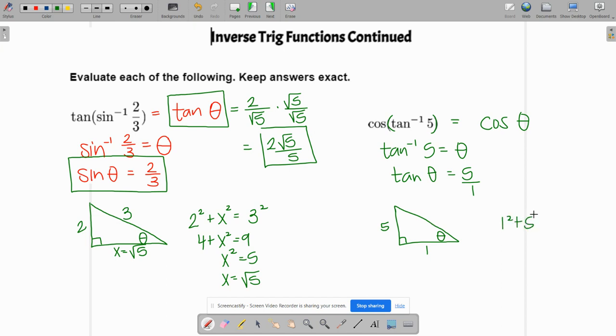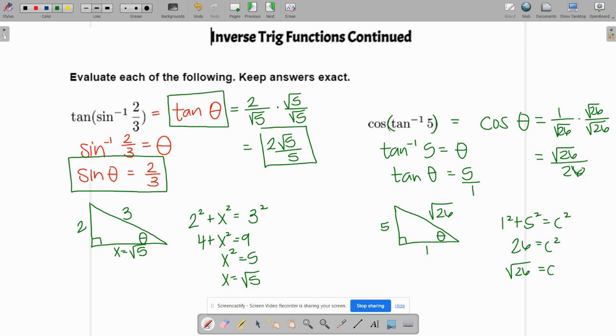So 1 squared plus 5 squared equals c squared. 25 plus 1 is 26. So therefore, that hypotenuse is the square root of 26. Again, if you could simplify a radical, you always want to. In this case, it does not. So the cosine is going to be adjacent over hypotenuse, so 1 over the square root of 26. If we rationalize by multiplying by root 26 on top and on bottom, we get the square root of 26 over 26.